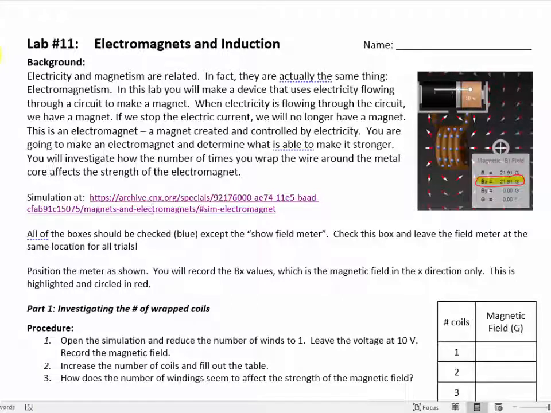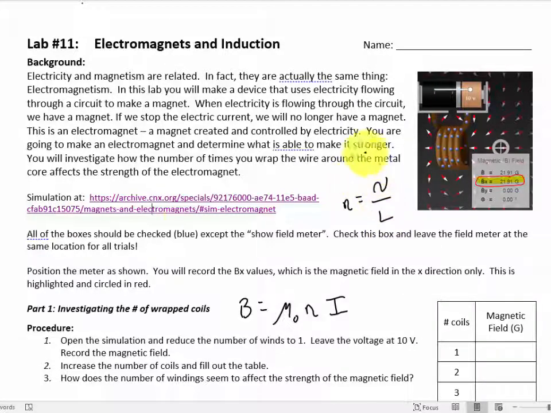Alright, for this lab we're going to be messing around with electromagnets, also known as solenoids, as well as some induction. Something that we know about solenoids is that the magnetic field inside of a solenoid is equal to mu naught multiplied by the number of coils per unit length multiplied by the current. Just to write this down, this is the number of turns per unit length.